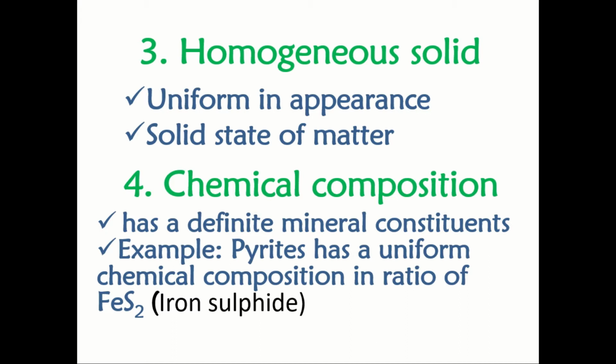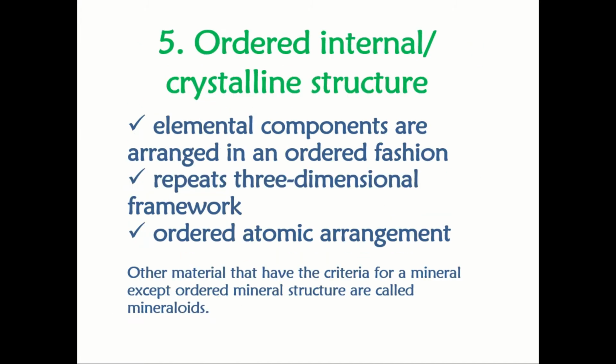For example, we have pyrite. Pyrite has a uniform chemical composition in a ratio of iron sulfide. All of our minerals have different chemical compositions, and of course it varies depending on what type of mineral it is. Okay, so fifth is ordered internal or crystalline structure.